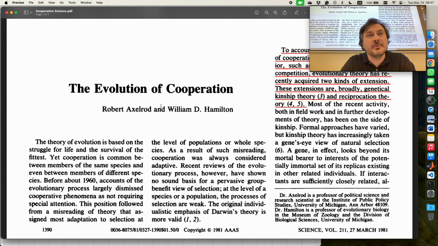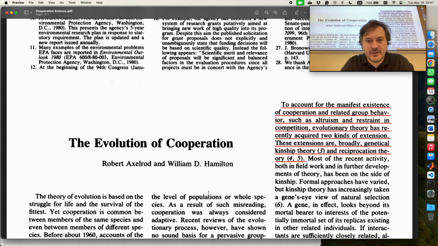The evolution of cooperation. Are you still interested? Yes. Okay. Theory of evolution. Darwin's theory is valid.